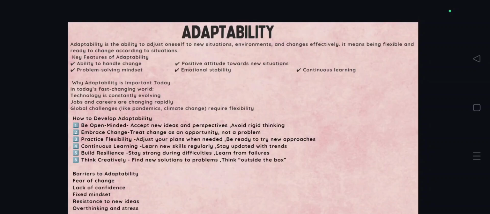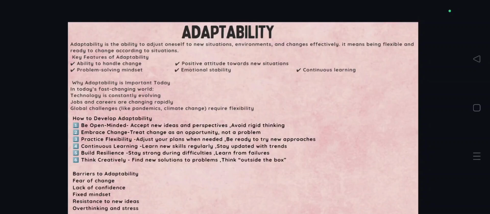Be open-minded. Embrace change, because change is an opportunity. It's not a problem or a state of panic. It's an opportunity to learn more and an opportunity to grow. So changes, you have to embrace them. You have to not be afraid of them. Next, you have to practice flexibility. Adjust plans when needed. Be ready to try new approaches, new ideas, new ways of learning. It will help you adapt.